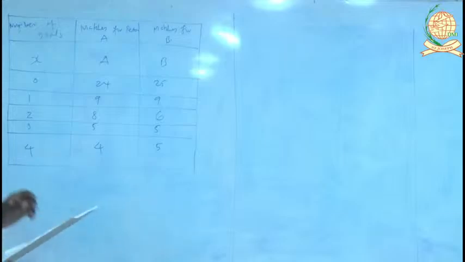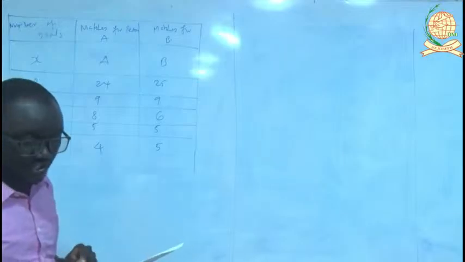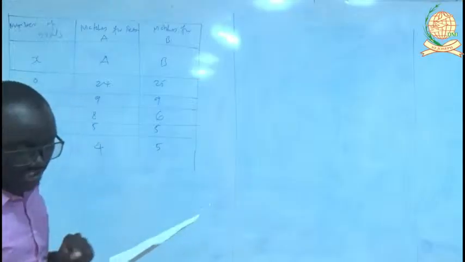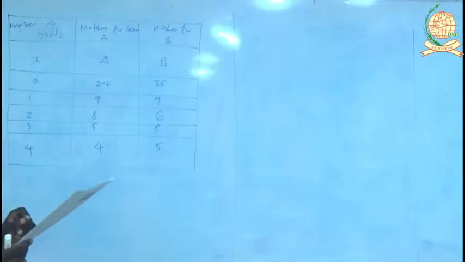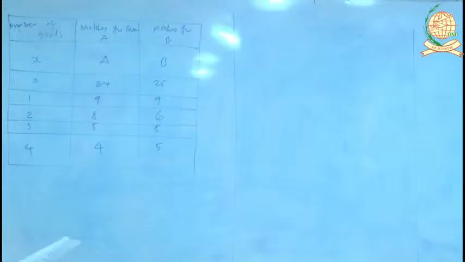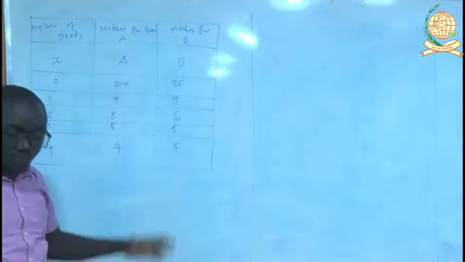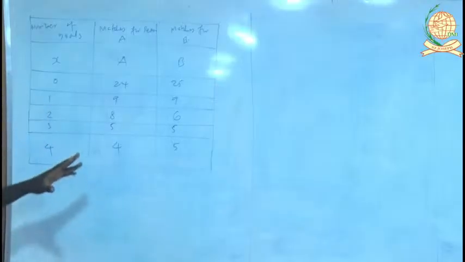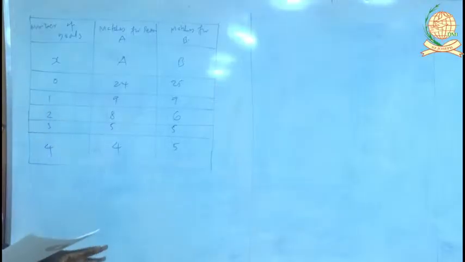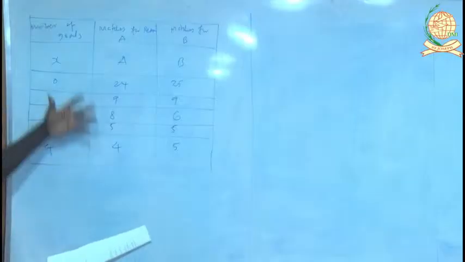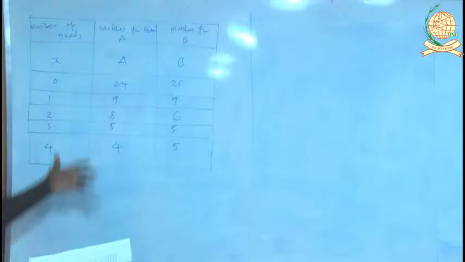The question says, by calculating the standard deviation in each case, find which team should be considered more consistent. So which team between A and B could be considered more consistent? You could know that simply by knowing the standard deviation from this statistical data.